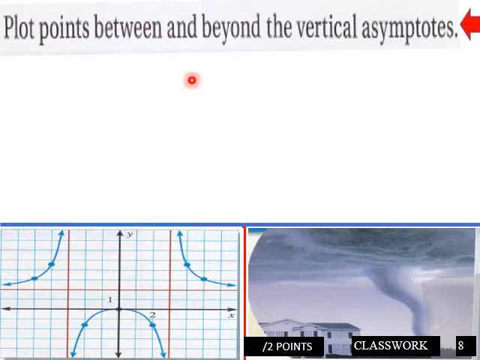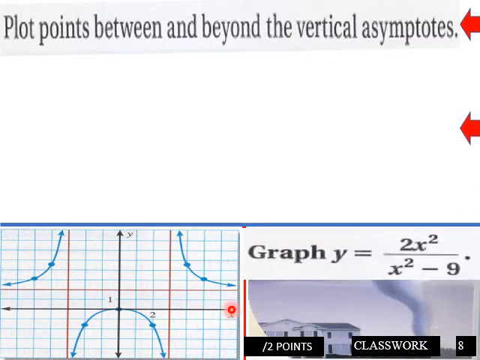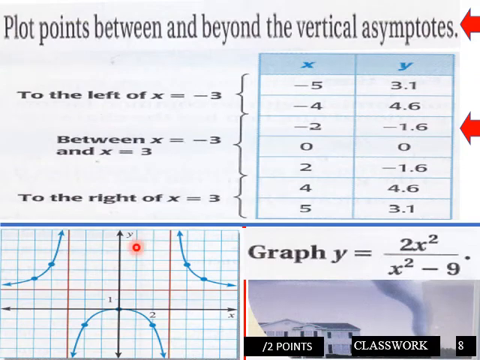Plot points between and beyond the vertical asymptotes. Here is a vertical asymptote. Here is a zero at the origin. And then we have a horizontal asymptote at y equals 2. Here is the graph of y equals 2x squared over x squared minus 9. And then here is the table, to the left of x equals negative 3, between x equals negative 3 and x equals 3, and to the right of x equals 3.